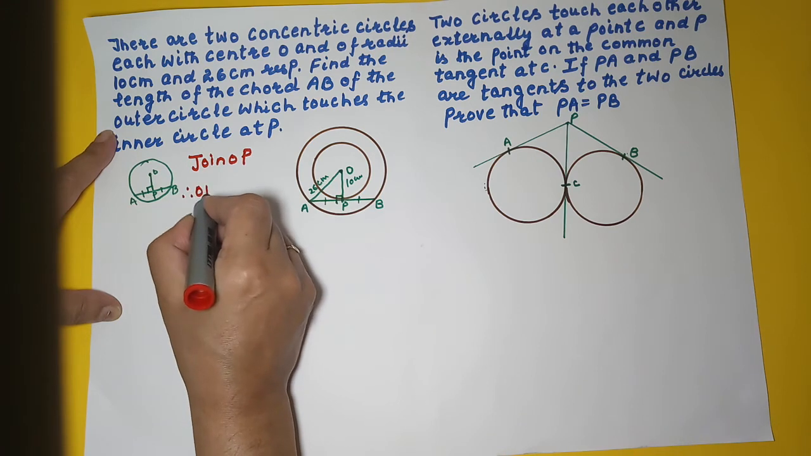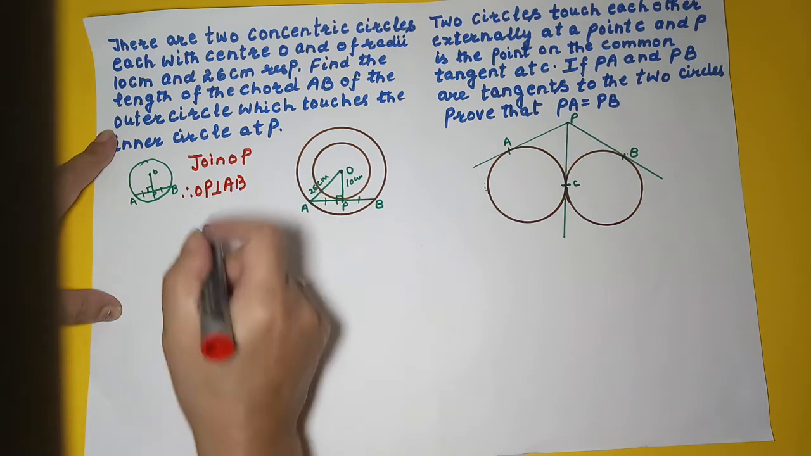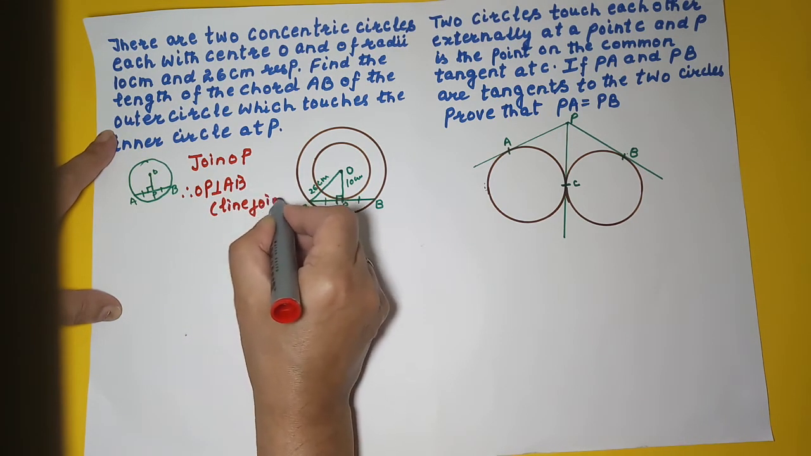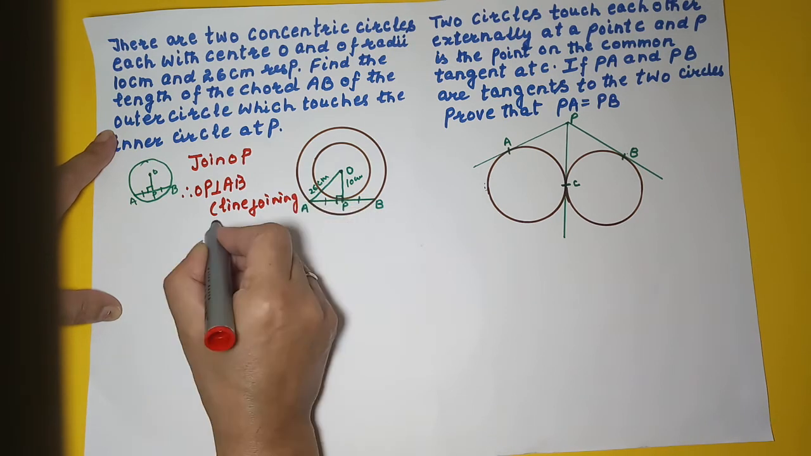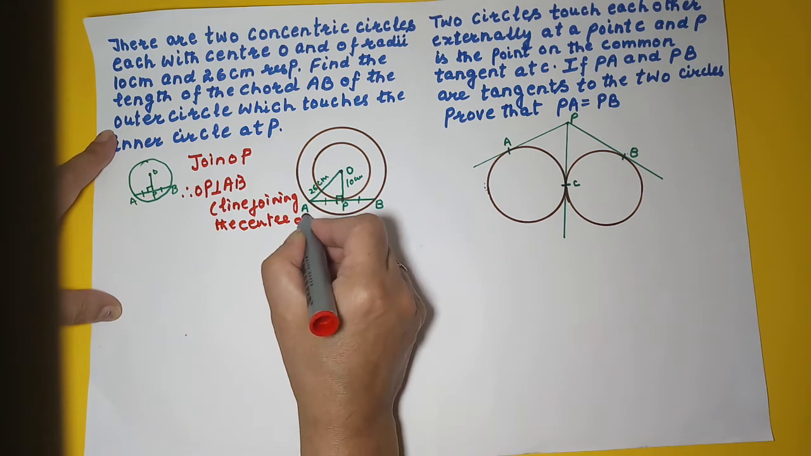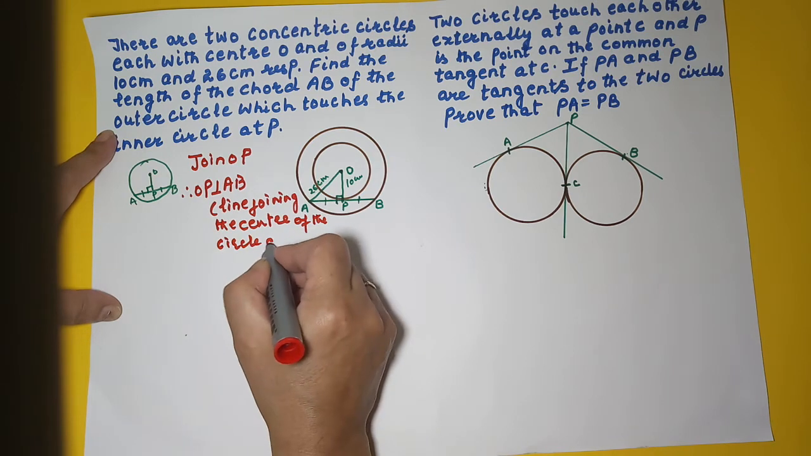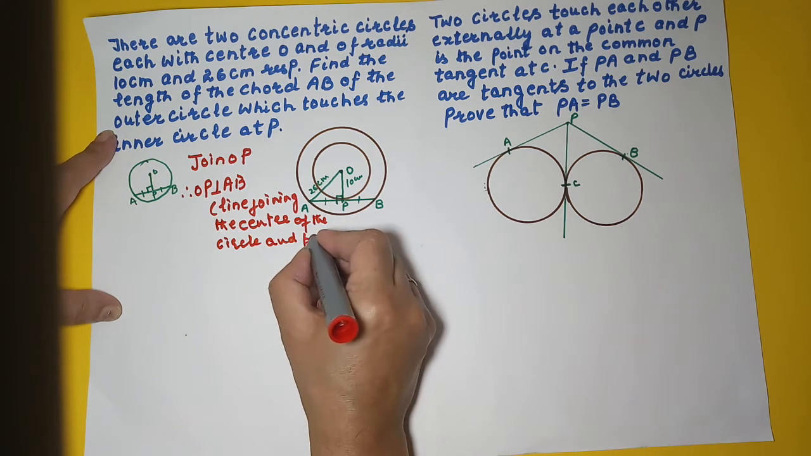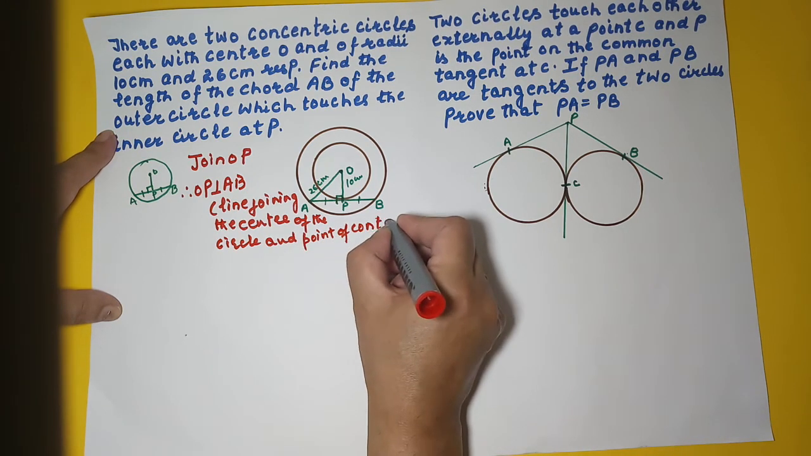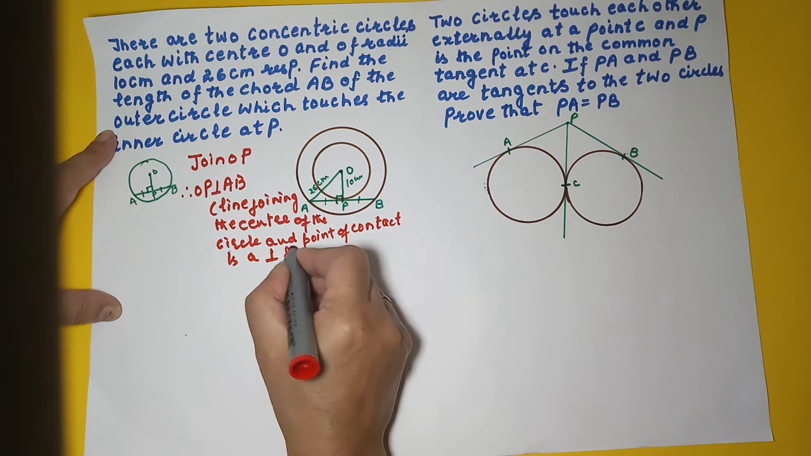Now when we have joined OP, it becomes a perpendicular line. Therefore, OP is perpendicular to AB, right? What reason you will give? Line joining the center of the circle and the point of contact is a perpendicular line, right?